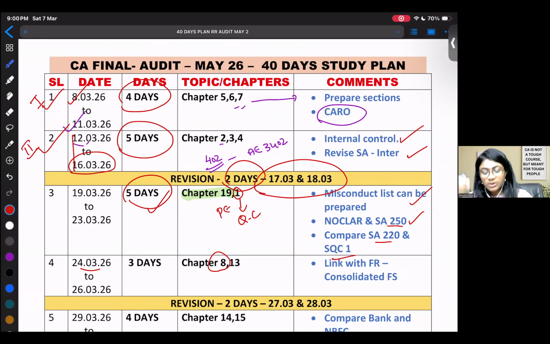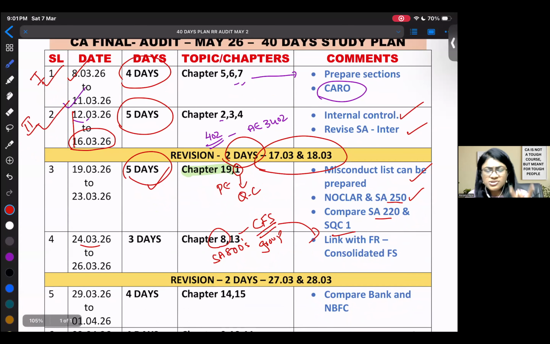Now we will go with some advanced chapters such as chapter 8, which is SA 800 series, and chapter 13, which is consolidated financials or group audits. When you study group audit, link it with FR, Ind AS 110, Ind AS 28, etc. Chapter 8 is just 3 SAs: 800, 805, 810, and chapter 13, group audit. Both are comparatively manageable and less lengthy chapters. So 3 days I have allotted.